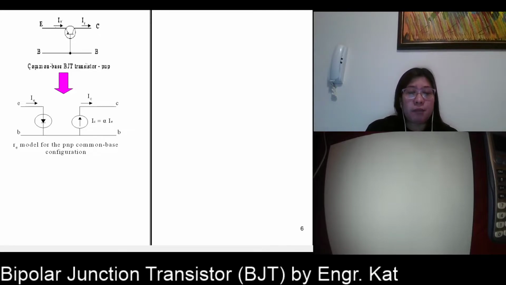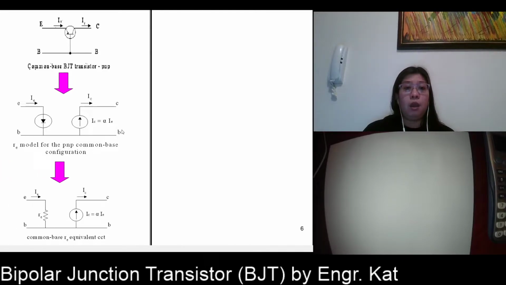Okay, now notice our subscript, our letter subscript. As you can see, they are all written in lowercase letters. So why are they written in lowercase? Because we are now dealing with AC analysis. Okay, so that's why they are written like that. So we have here the re model for a PNP common base configuration. So this is your schematic symbol, the transistor itself. The transistor can be modeled as a diode and a current source.